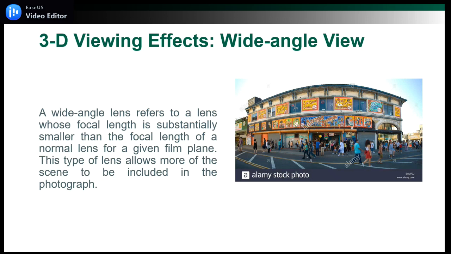The first viewing effect I'm going to talk about is wide angle view. A wide angle lens refers to a lens whose focal length is substantially smaller than the focal length of a normal lens for a given film plane. This type of lens is capable of capturing more of the scene, and usually it is used in landscape photography or architecture. We can see an example of wide angle view in this picture.